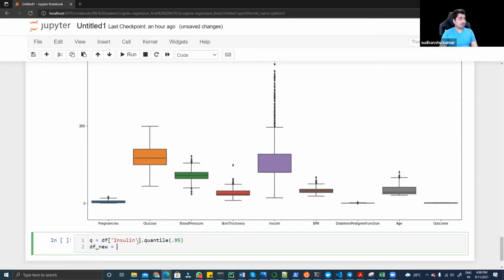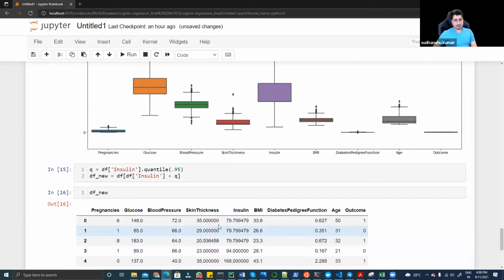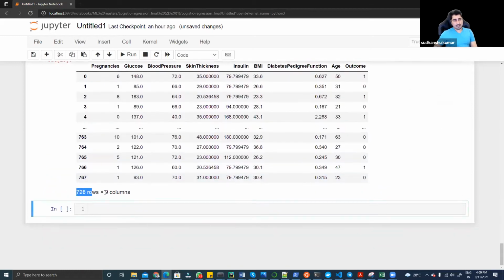So we can build a new data frame, df_new. We have a data frame, and out of this data frame we are applying a filtration operation on insulin, selecting only those rows which are within the 95% of the results. So here is df_new, if I print it, we have 728 rows by 9 columns.